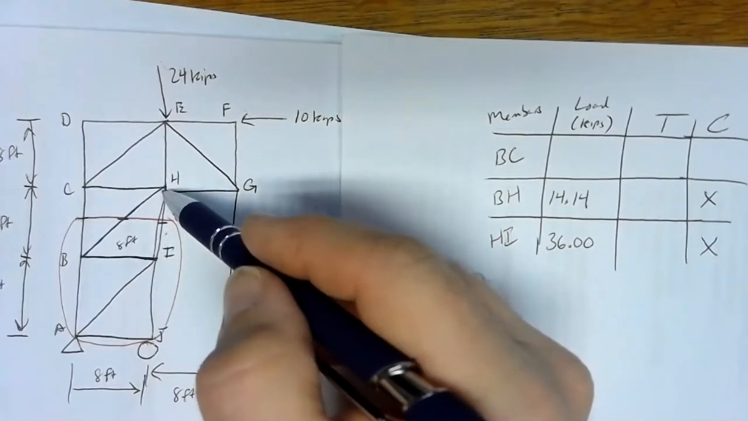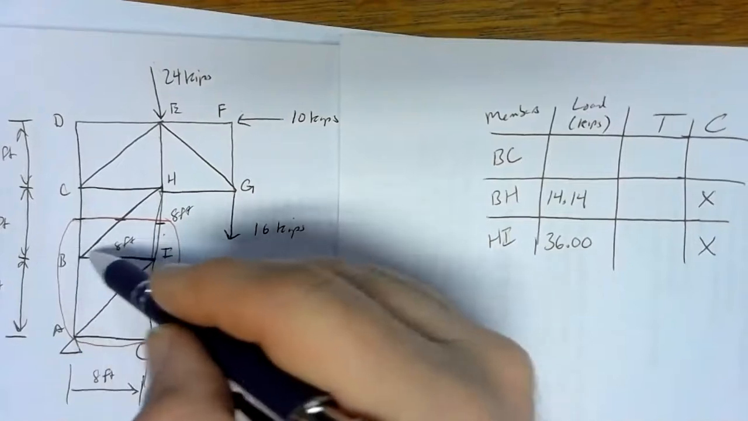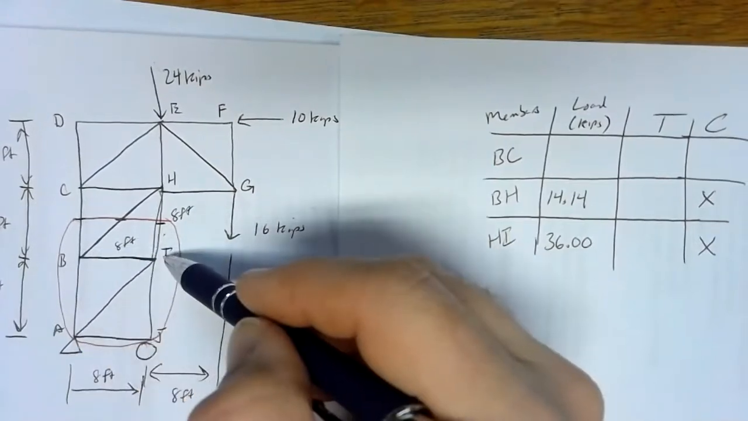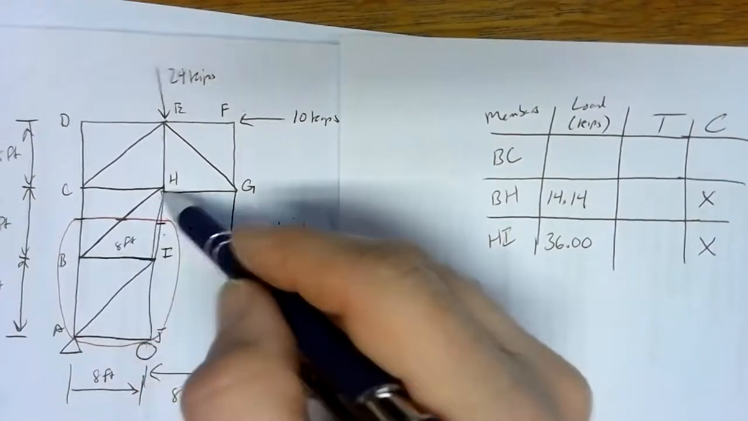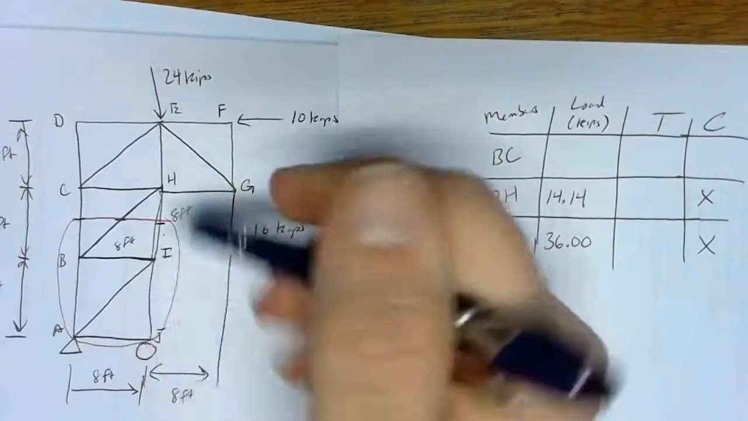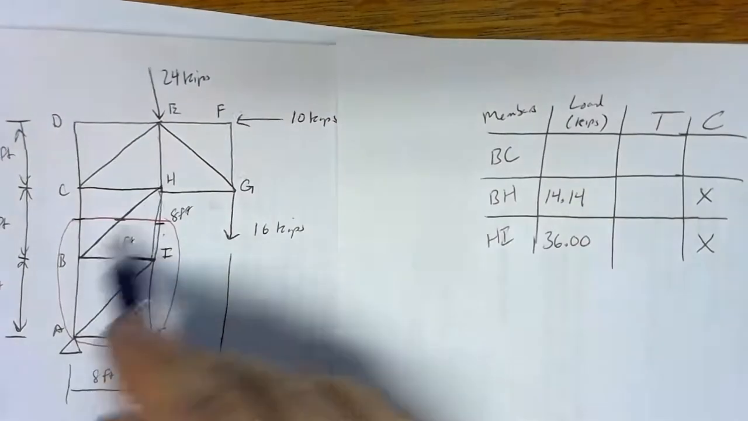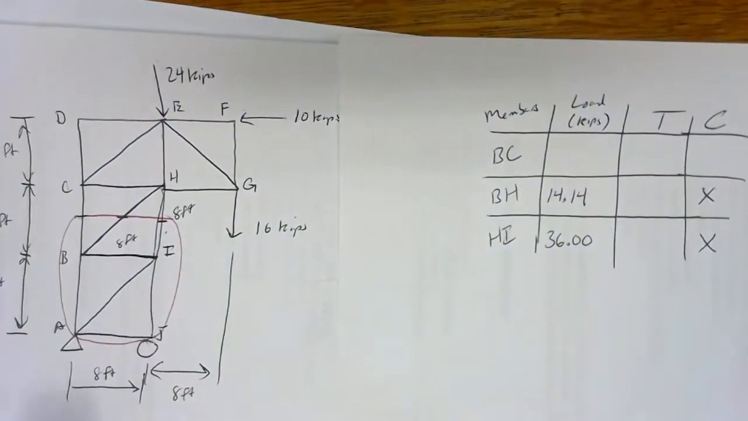It's going to try to make the length of BH shorter, and since the B can't really move to the side, it's restrained by BI. That's going to put BH into compression. Same with pulling on G here. As you pull on G, that's really pushing HI into compression, which is helping to put BH into compression.